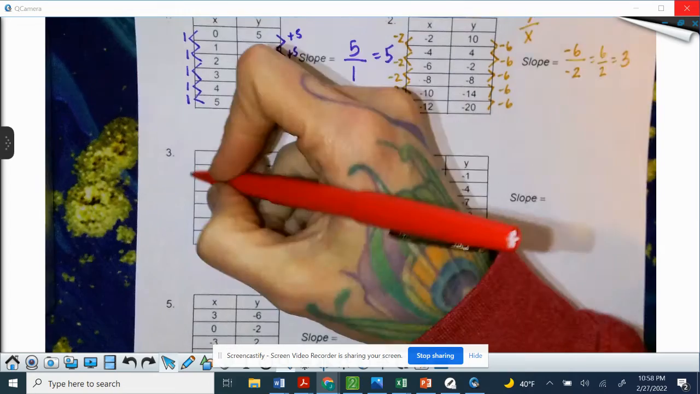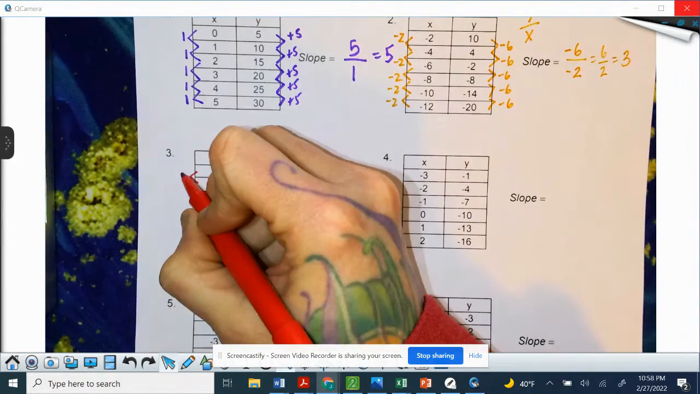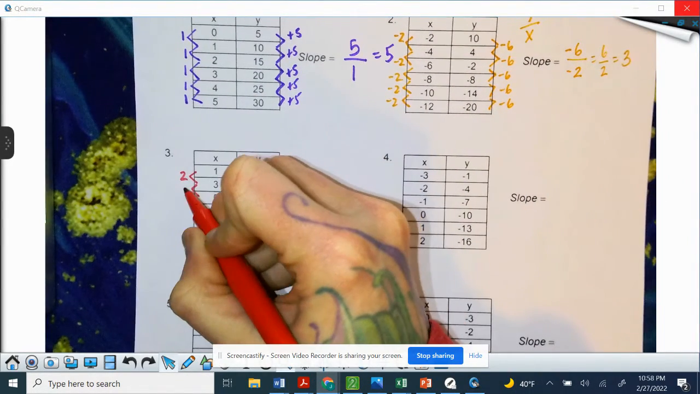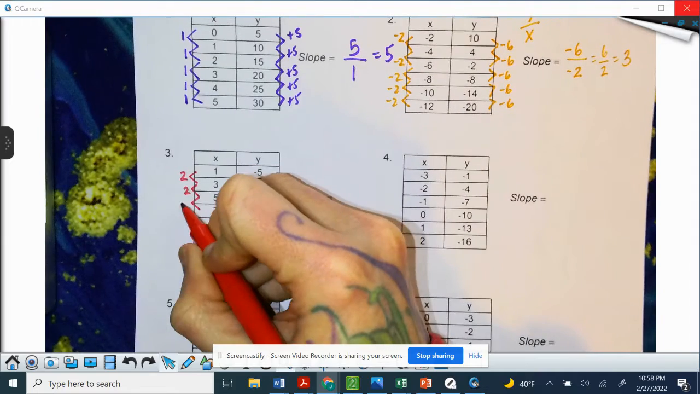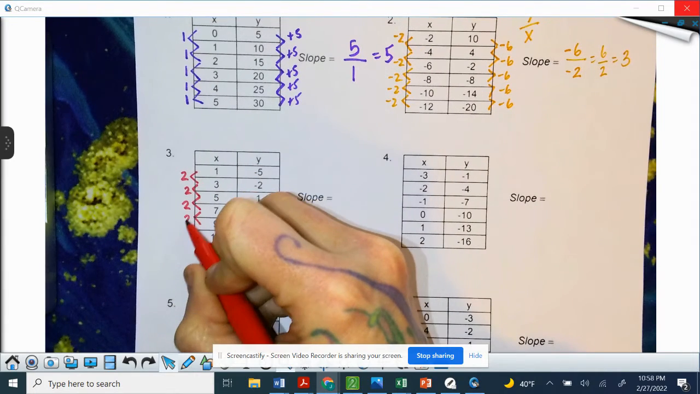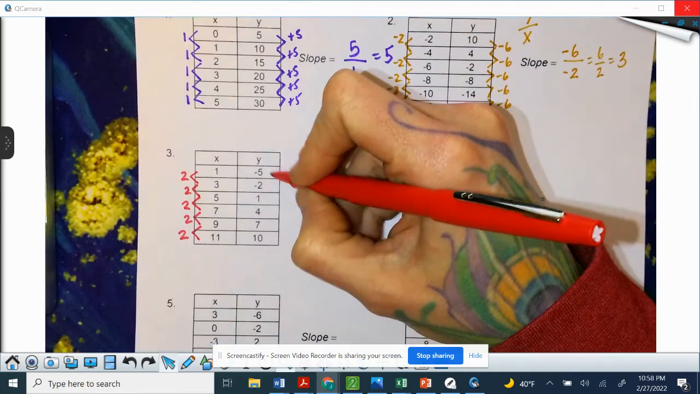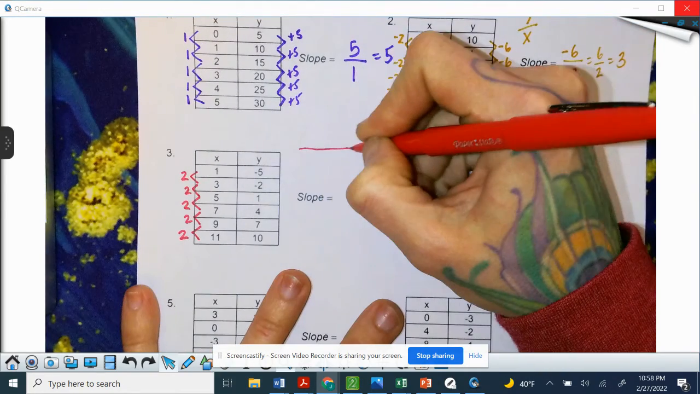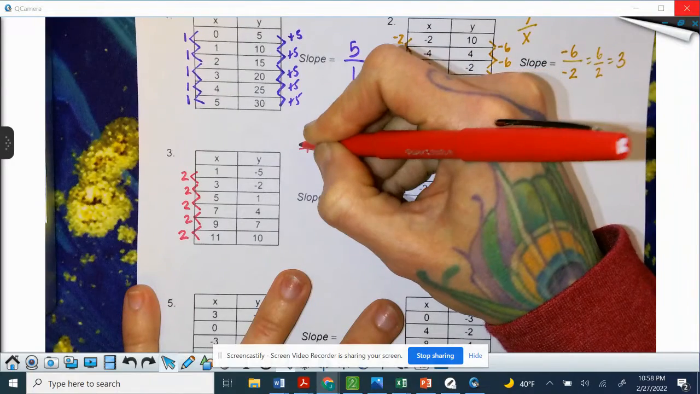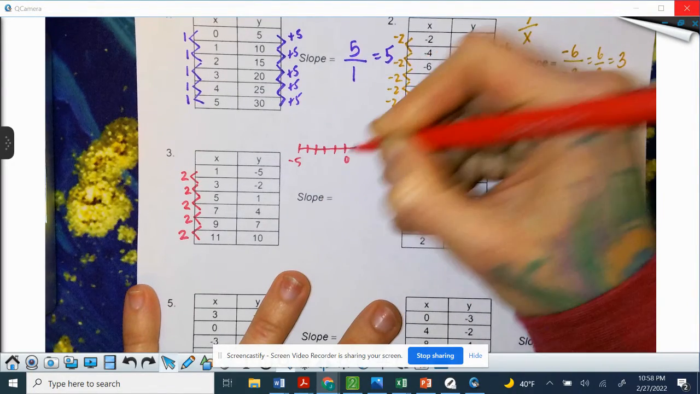All right, look at number 3. So how do we get from 1 to 3? Positive 2. 3 to 5, 2. 5 to 7, 2. 7 to 9, and then 9 to 11. Looking at the y, so negative 5 to negative 2. So again, 0, 1, 2, 3, 4, 5. So negative 5, this is my 0. I need to get to negative 2.